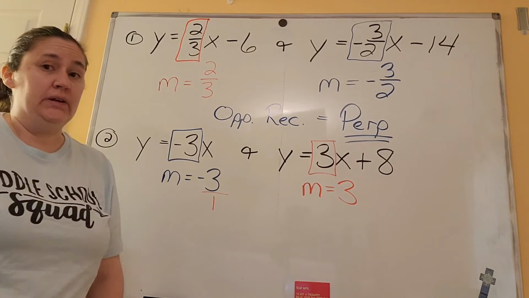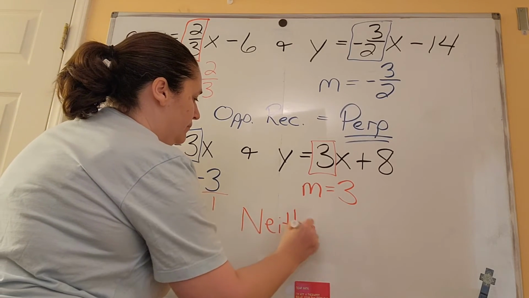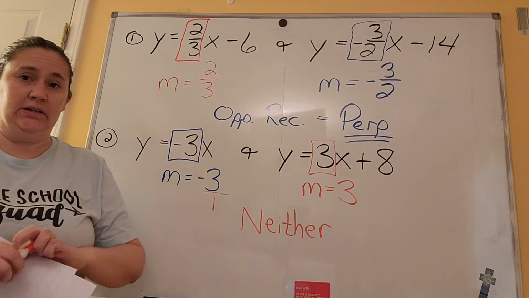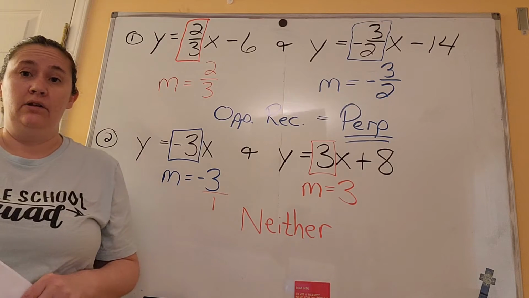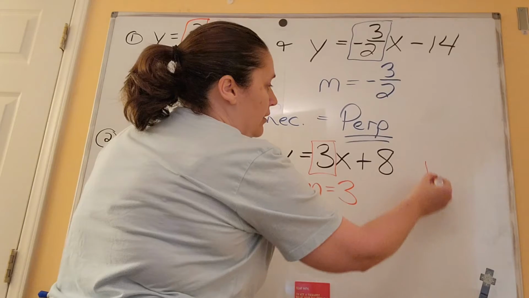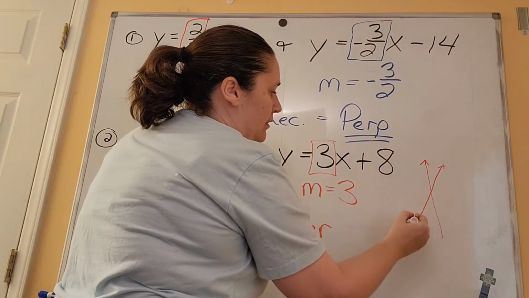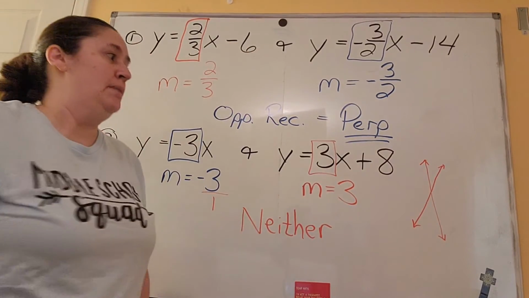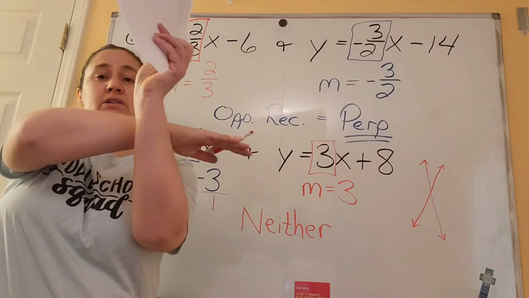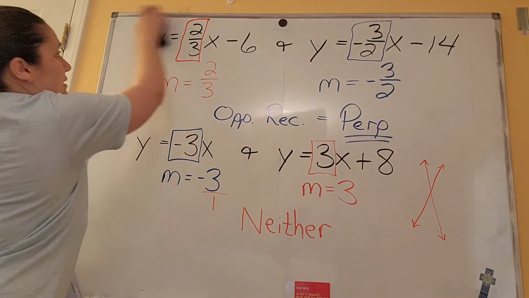So I think for this one, the answer is neither. These lines are not perpendicular and they are not parallel. They are just two other lines. They might cross each other like this if you graph them. So they may cross each other, but they would cross each other in a different way, not at a 90-degree angle. Let's do the next example.